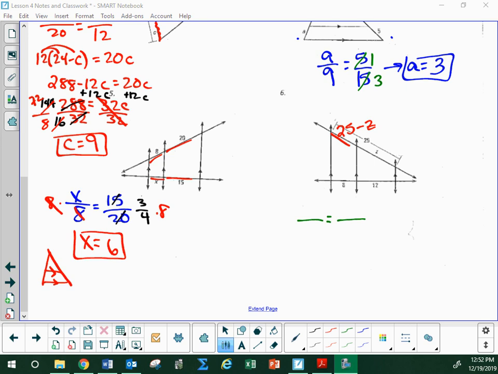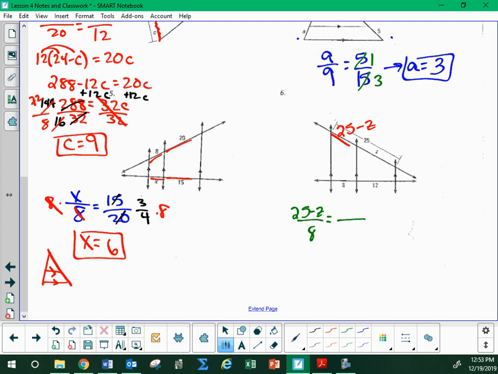Who would like to volunteer what they did for their setup? I got you. All right, Cam. 25 minus Z over 8. Yeah, and then Z over 12. Oh yeah, alright, my bad. Good. So 25 minus Z over 8 equals Z over 12. Good. And again, you could have gone 8 to 12, 25 minus Z to Z, either way. But we should get an answer of Z equals 15.